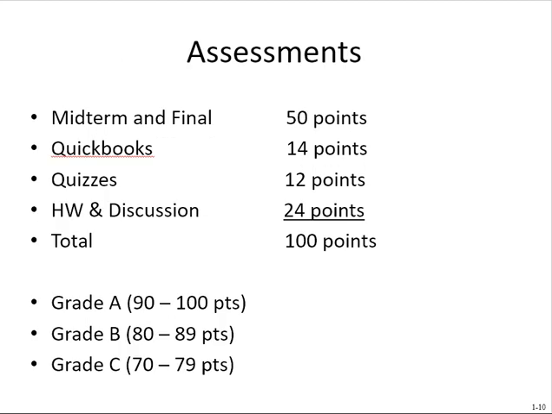Then let's talk about assessment. So we have 2 exams, 25 each, that's 50 points. Midterm and final. Exam schedules, we're going to talk about the schedule later. The QuickBooks assignments are 14 points, okay? So we have 7 assignments, 2 points each, that's 14 points. We also have weekly quizzes, that's 12 points. And homework assignments and online discussion together, 24 points. Total, 100 points.